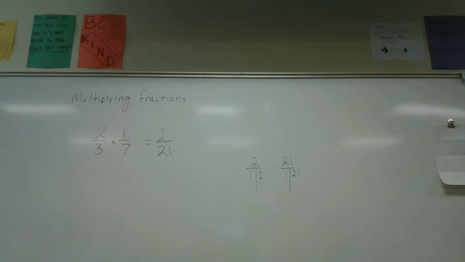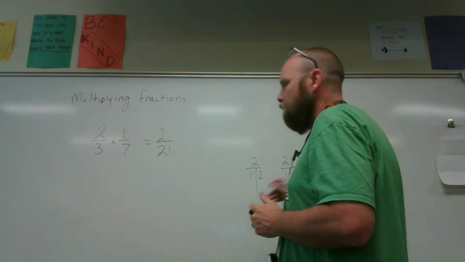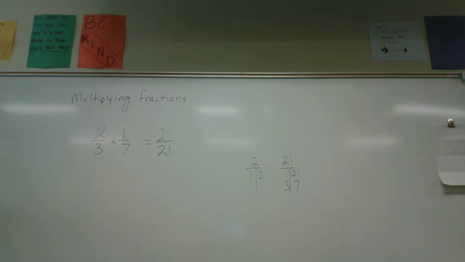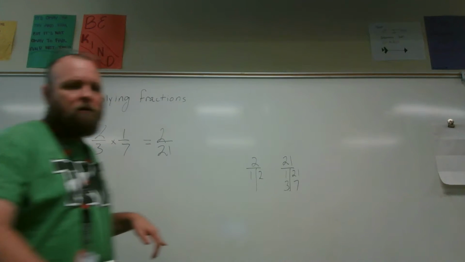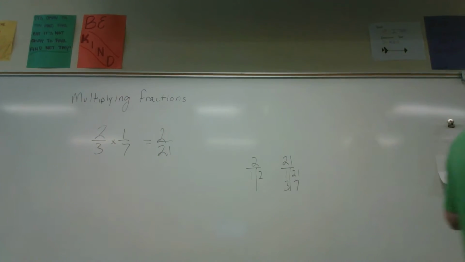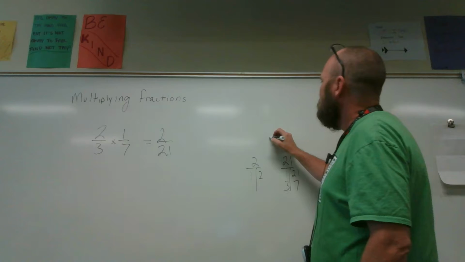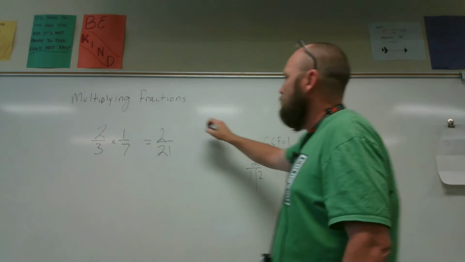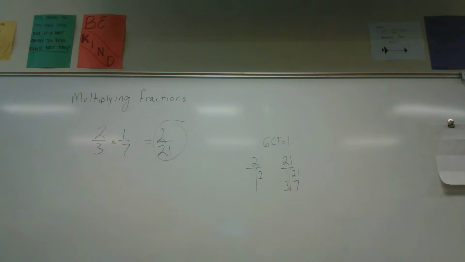Anything else? 3 and 7. Anything else? No. So that's a composite number. So, Kyla, what is the greatest common factor for 2 and 21? 1. If 1 is our greatest common factor, then that fraction is already in simplest form. It is already lowest terms. So the product of 2/3 and 1/7 is 2 over 21.